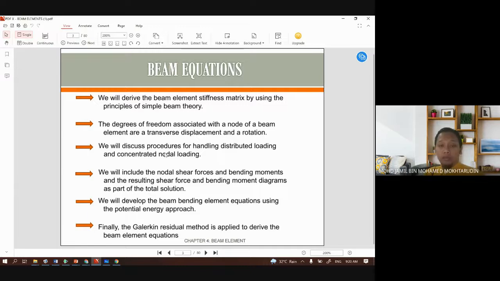And then we will discuss the procedure to derive the equation when there is a distributed load or concentrated load on the beam. Also we'll include nodal shear force. What happens if we have shear force and a bending moment in the beam? We can develop the beam bending element equation. And lastly, we will derive the Galerkin residual method applied to the beam element. But maybe for this week, we only cover the first half.